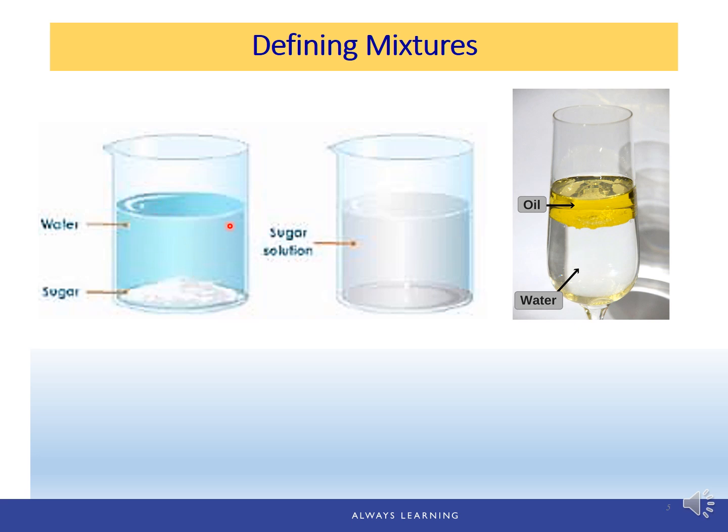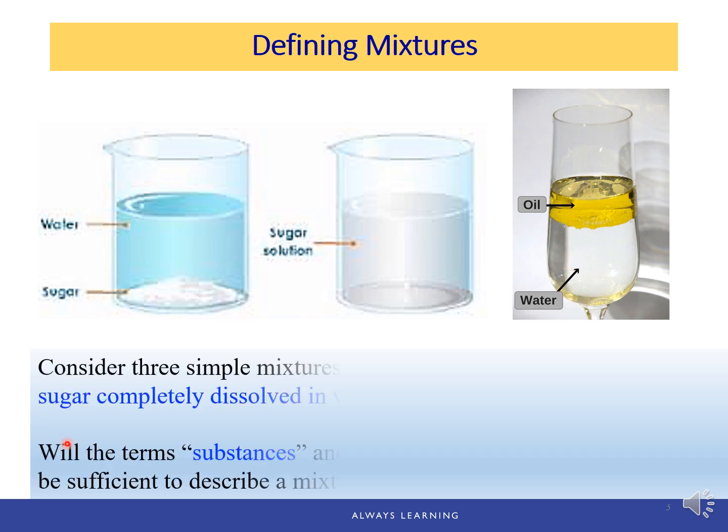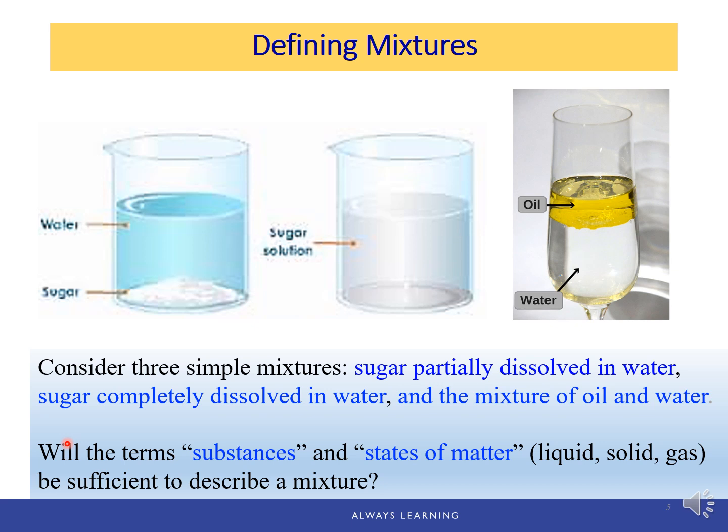So we have syrup and then sugar on the bottom. The second one is sugar completely dissolved in water, and the last one is a mixture of oil and water, which actually do not mix. They cannot mix into each other. We have an oil layer and then a water layer. So now, based on the three simple mixtures, think about whether the terms we already know, substances and states of matter, would be sufficient to describe a mixture.